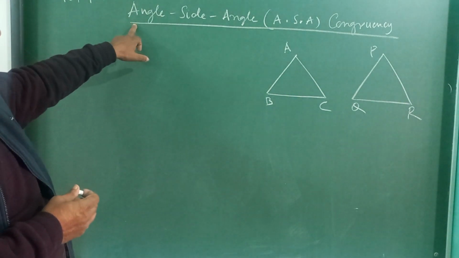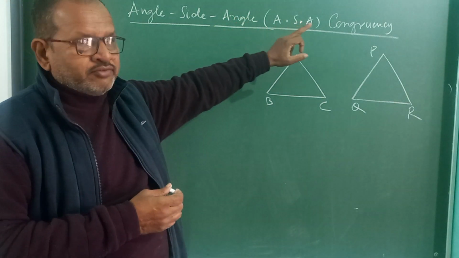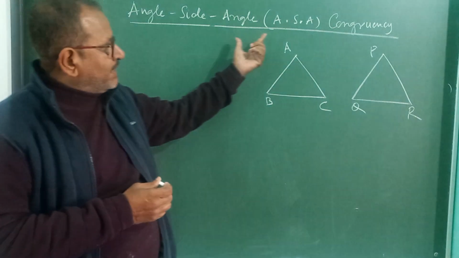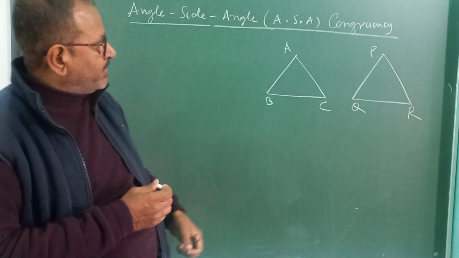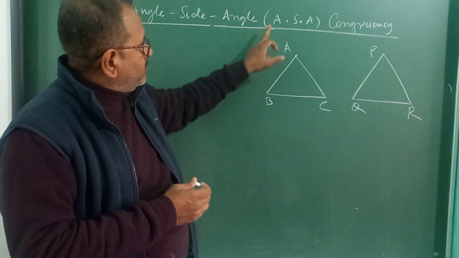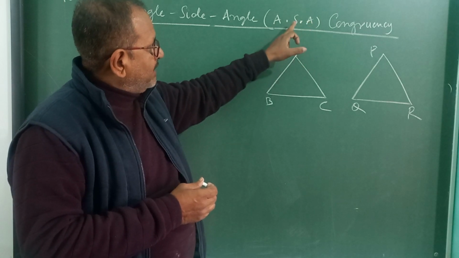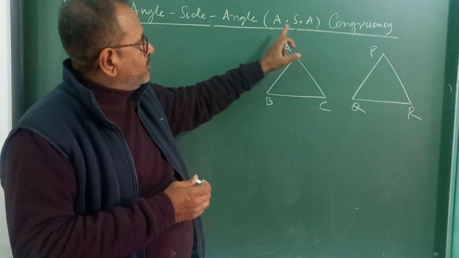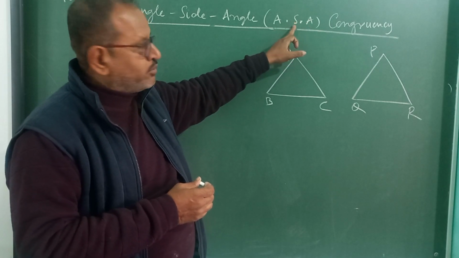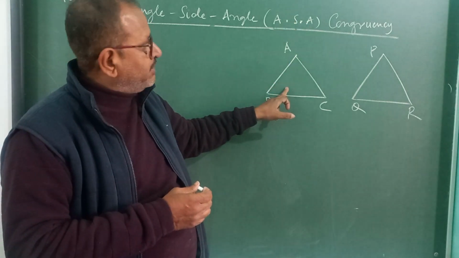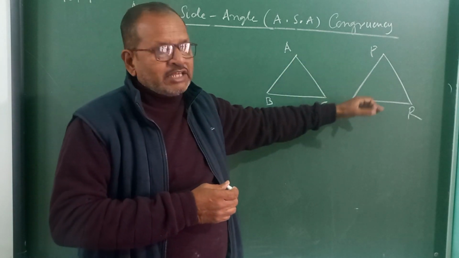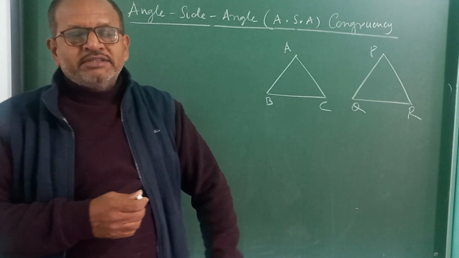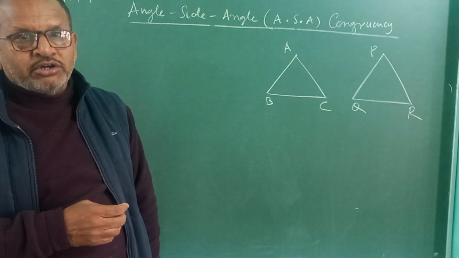So the third one is angle side angle congruency, ASA. What is the definition of angle side angle congruency? If two angles and the included side, which is coming in between the two angles, of one triangle are equal to the corresponding two angles and included side of the other triangle, then both the triangles are said to be congruent.